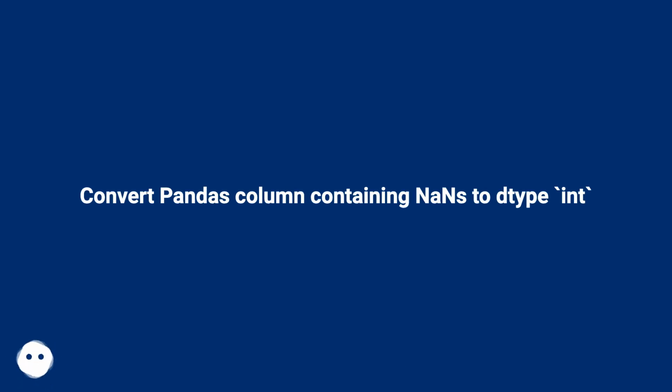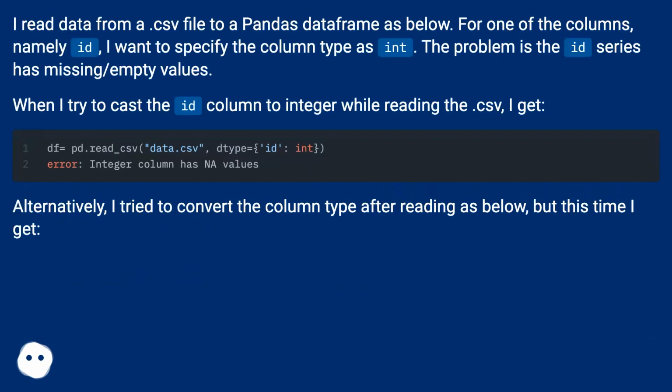Convert Pandas column containing NaNs to Dtype int. I read data from a CSV file to a Pandas dataframe as below. For one of the columns, namely id, I want to specify the column type as int. The problem is the id series has missing/empty values.